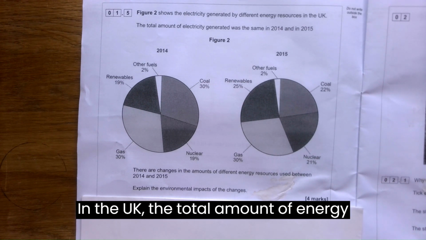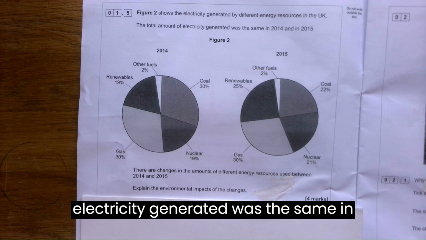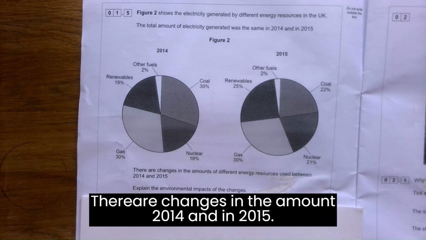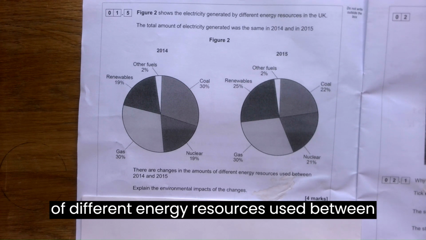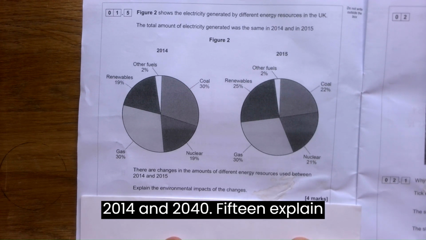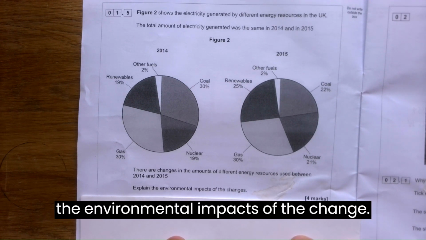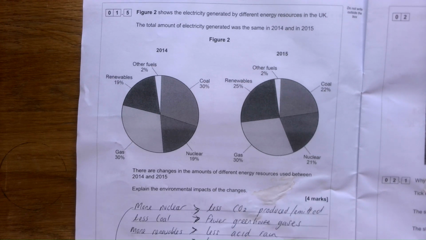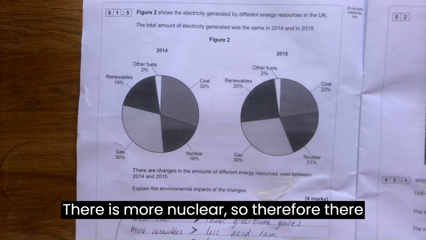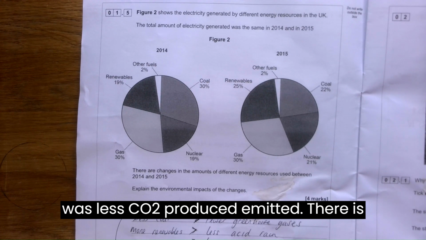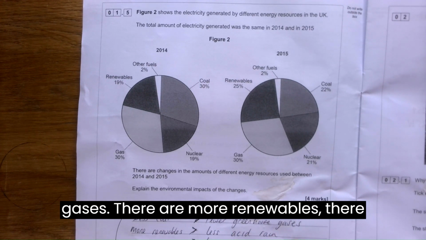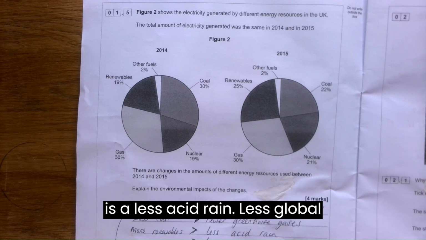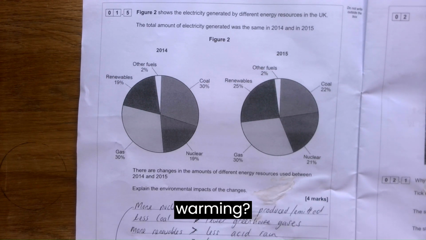Figure 2 shows the electricity generated by different energy resources in the UK. The total amount of electricity generated was the same in 2014 and in 2015. There are changes in the amount of different energy resources used between 2014 and 2015. Explain the environmental impacts of the change. There is more nuclear, so therefore there is less CO2 emitted. There is less coal, so there are fewer greenhouse gases. There are more renewables. There is less acid rain or less global warming.